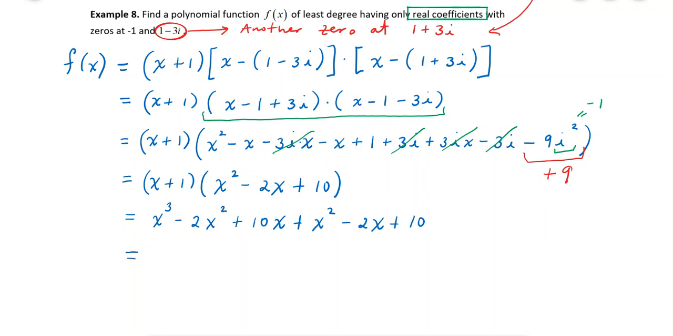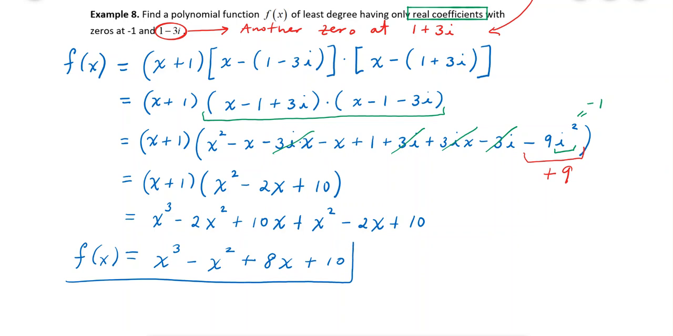And then we can write our final answer. We can write x cubed minus 2x squared plus x squared, which is minus x squared, then 10x minus 2x is plus 8x, plus 10. And there's our answer.